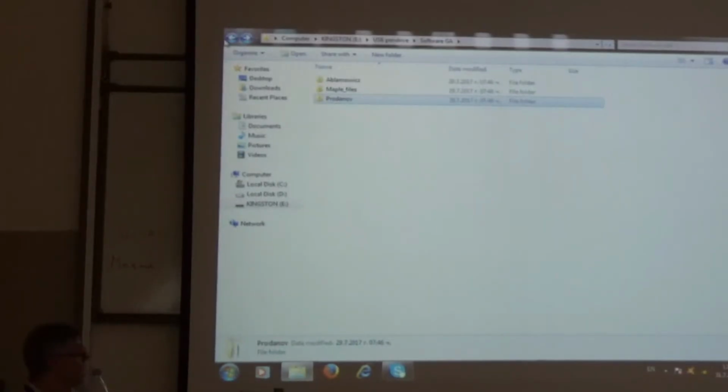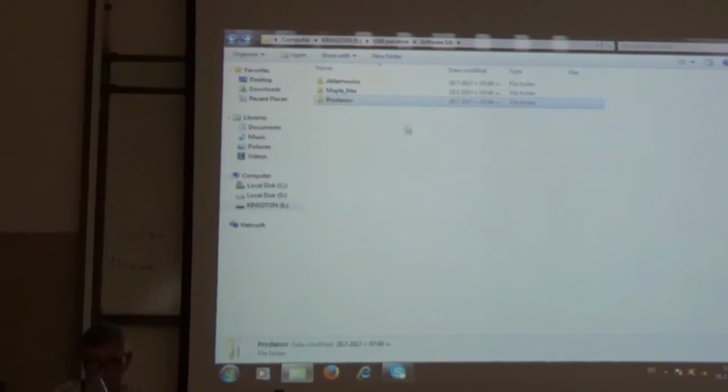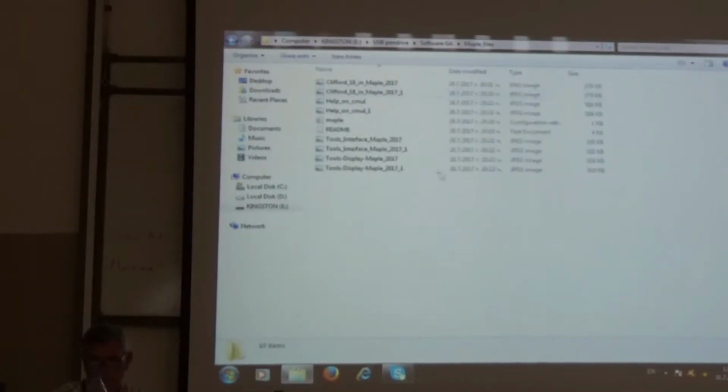By the way, these files are for Maple 2017, which is the newest version as far as I know, but they work with all the versions. It's not a problem if you have other versions.